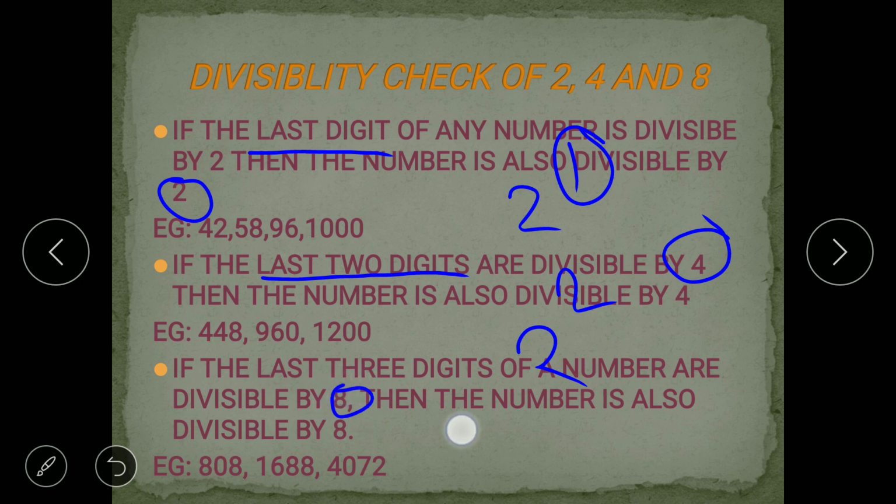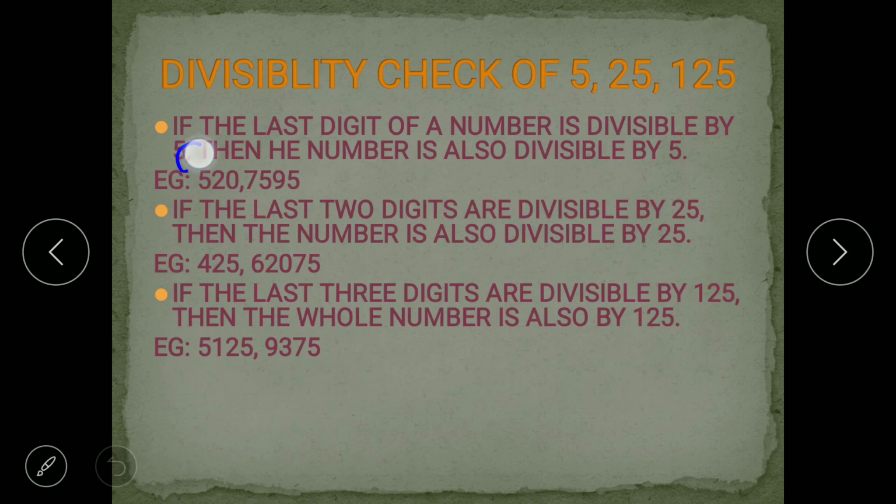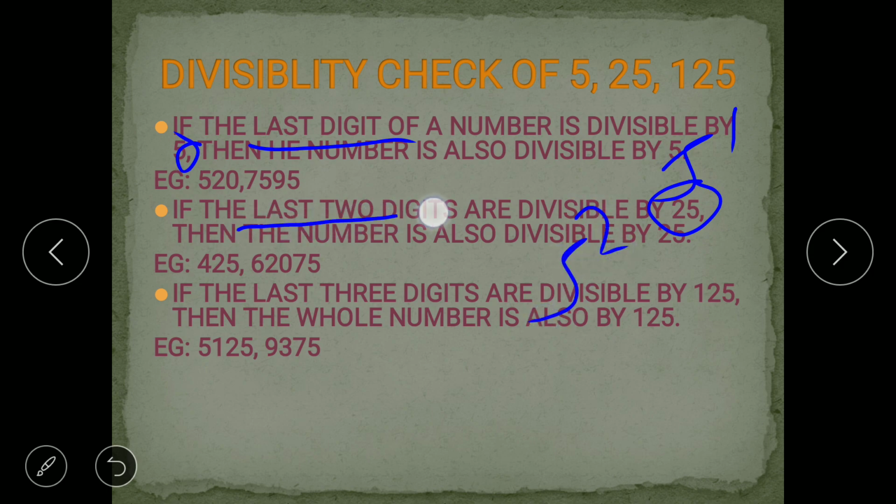8 is 2 to the power 3, so last three digits. Similarly, 5 is 5 to the power 1, so last digit. 25 is 5 to the power 2, last two digits. 125 is 5 to the power 3, so the last three digits. Clear? You can also remember by this small way.